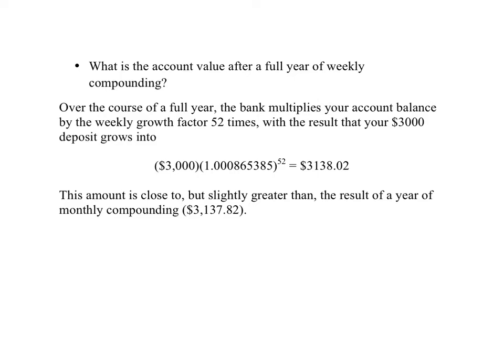Once we know the weekly growth factor, we can figure out the effect of a full year of weekly compounding. So over the course of a full year, the bank multiplies your account balance by the weekly growth factor 52 separate times, with the result that the $3,000 that you start with grows a tiny bit, but 52 separate times, and grows into $3,138.02. That net amount at the end of a year of weekly compounding is slightly greater than what you have at the end of a year of monthly compounding. Again, the more frequent compounding produces a slightly more advantageous result at the end of a full year.